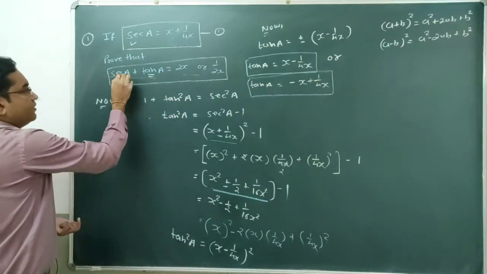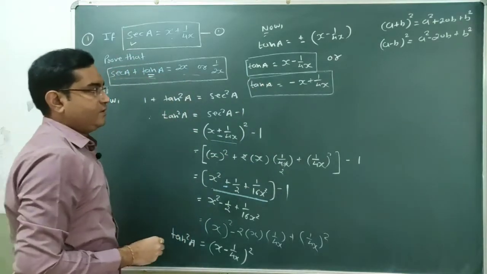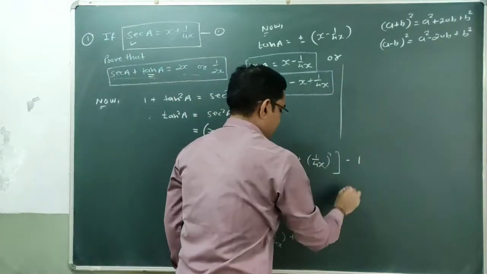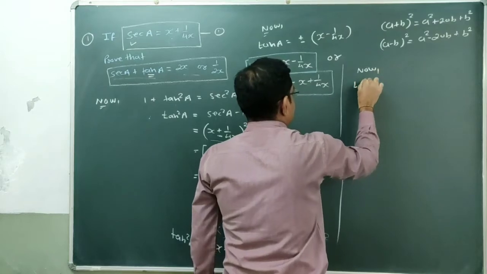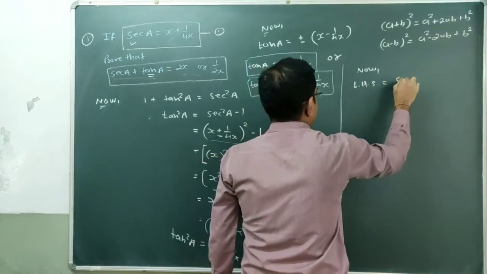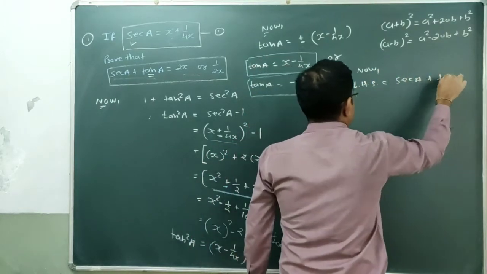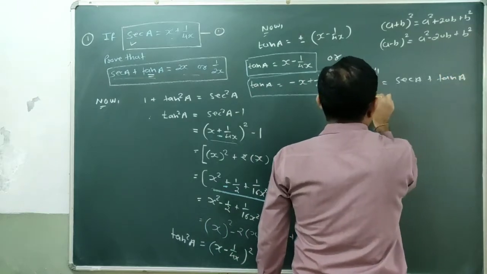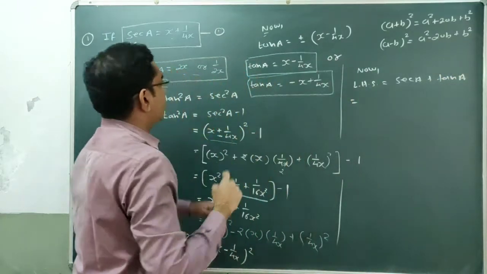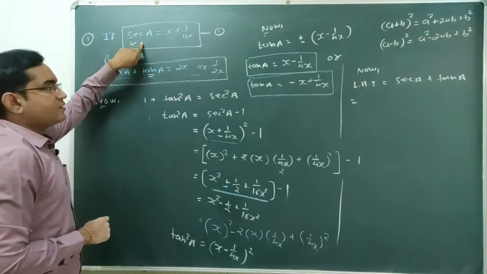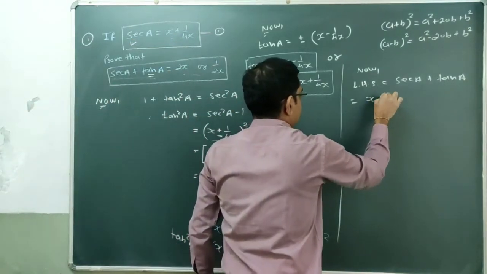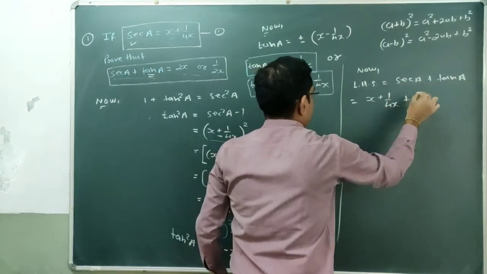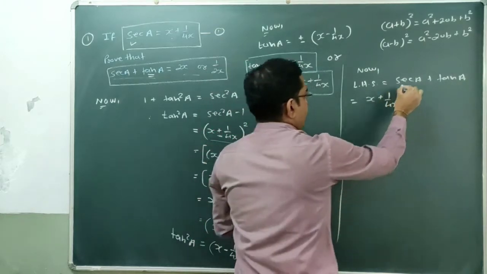We have to prove that this left hand side is equal to this right hand side. So now we will try to prove this. The left hand side, students, is given: it's sec a plus tan a. The value of sec a is given in our question. Sec a is x plus 1 by 4x, so it's x plus 1 by 4x plus tan a.